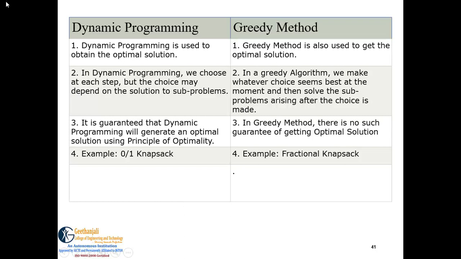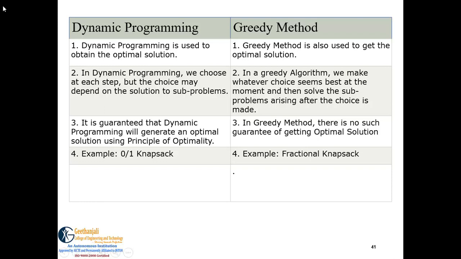Again, the difference between the dynamic programming model and the greedy model. Dynamic programming is used to obtain the optimal solution. Of course the greedy model is also used to obtain the optimal solution only. Both are used to get optimal solutions. But in dynamic programming, we choose at each step, but the choice may depend on the solution to sub problems. In the greedy algorithm, we make whatever choice seems best at that moment and then solve the sub problems arising after the choice is made.